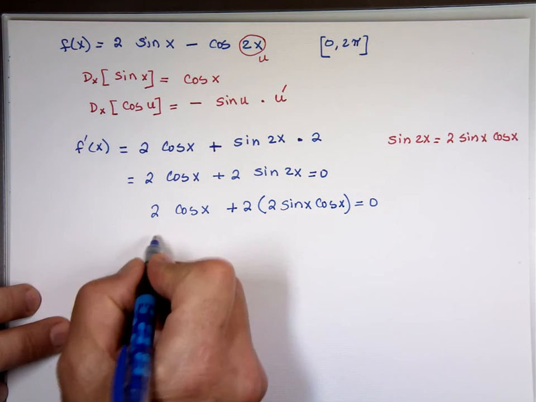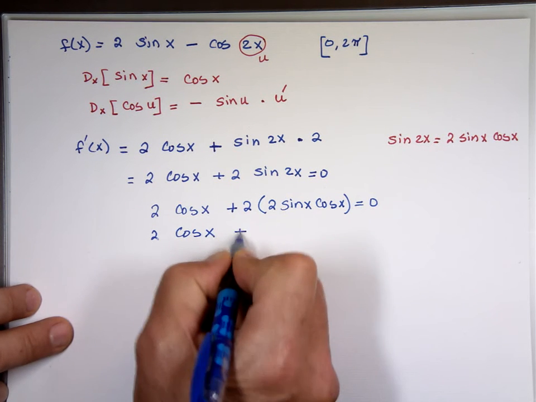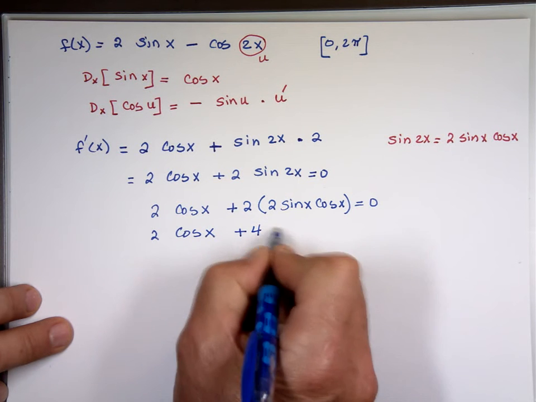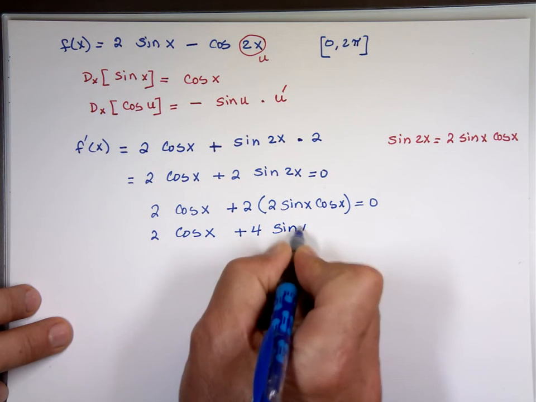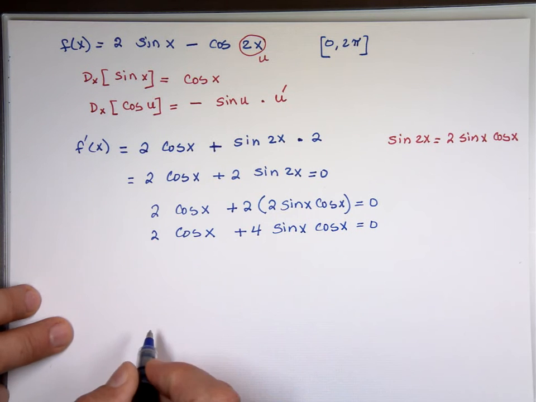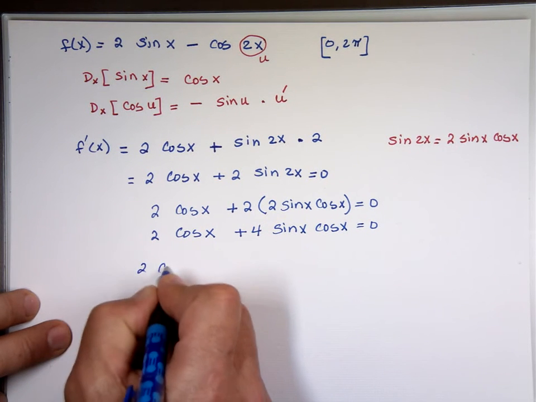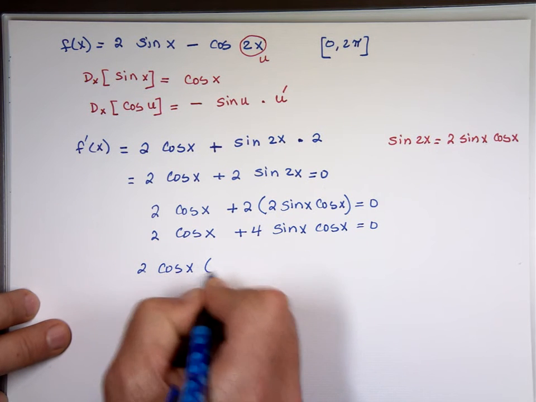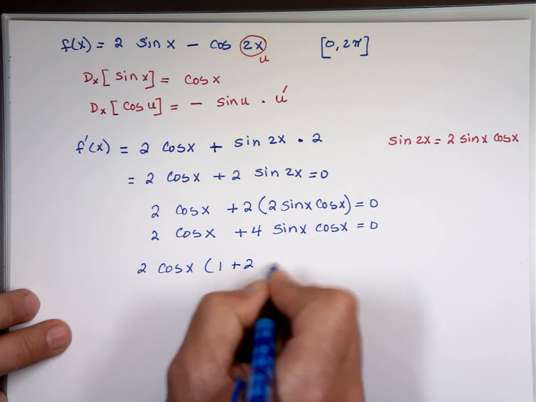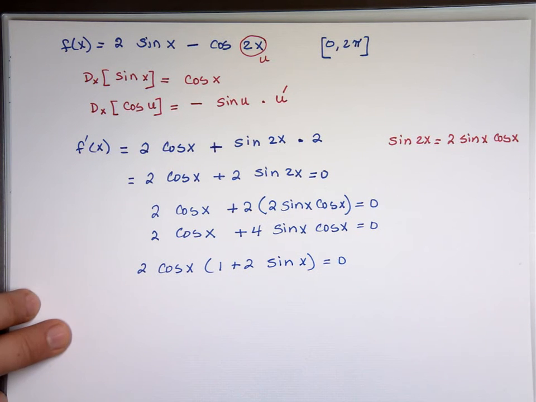I was trying to cheat and just skip one step. What's 2 times 2? 4. Now I can factor 2 cosine x out of each one. Set each factor equal to 0 and solve it.